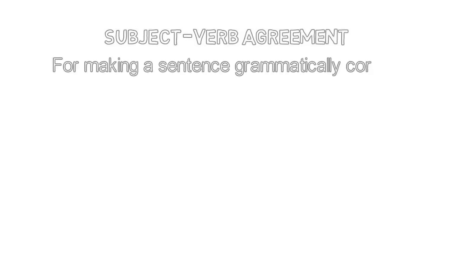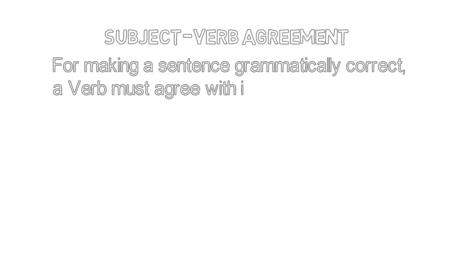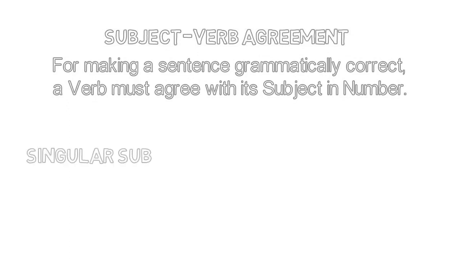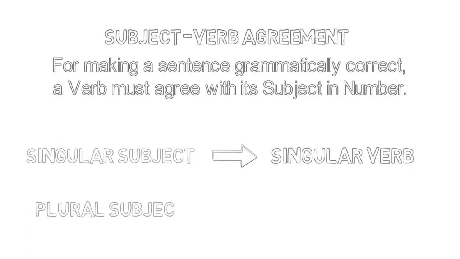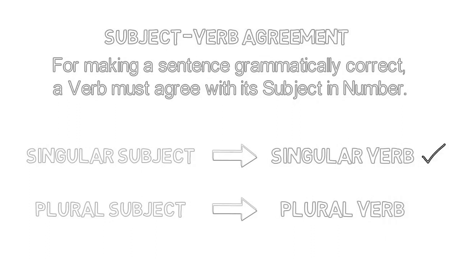What is subject-verb agreement? For making a sentence grammatically correct, a verb must agree with its subject in number. That is to say, in any sentence, singular subject must have singular verb and plural subject must have plural verb. This is the most general rule, so again I will repeat. Singular subject must have singular verb and plural subject must have plural verb.